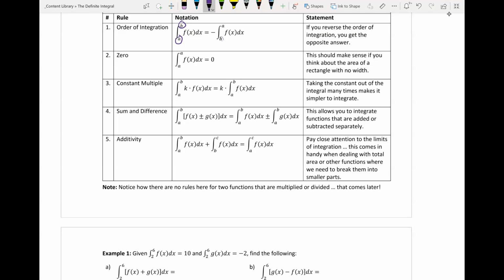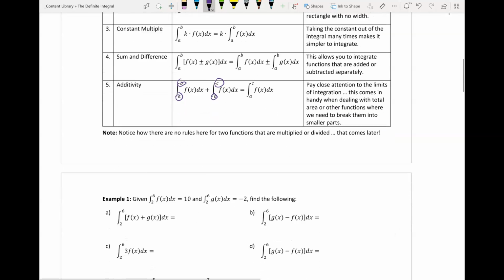The sum and difference: if you have 2 functions inside of an integral, you can split the integral into 2 and then integrate them separately and then add them after. So this is one large integral, and through addition or subtraction, you can separate them into 2 integrals instead. And lastly, your additivity. If you look at our bounds here, going from a to b and then b to c, this is equivalent to saying if we combined our bounds together, we can integrate from a to c instead, and we get the same thing.